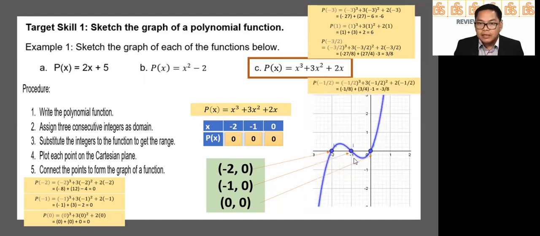While in between negative 1 and 0, if I substitute negative 1 half, I will get negative 3 over 8. And negative 3 over 8 is above negative 1 half. So I am now sure that from negative 1, it goes down and up again to 0. Okay, so it's now clear that the graph of this polynomial function is this one. Okay, that is negative 3 over 8, and that is 3 over 8.